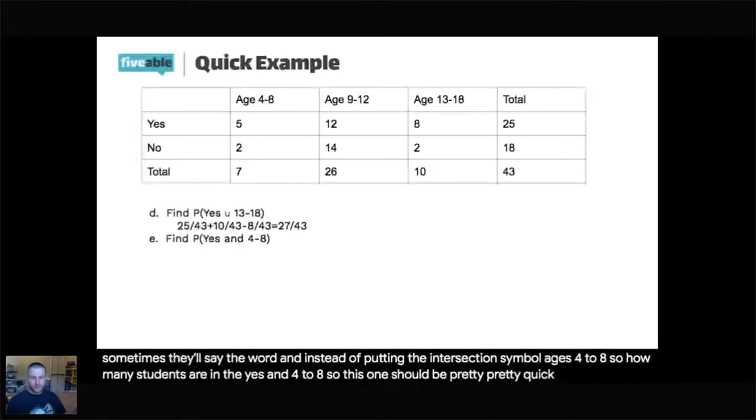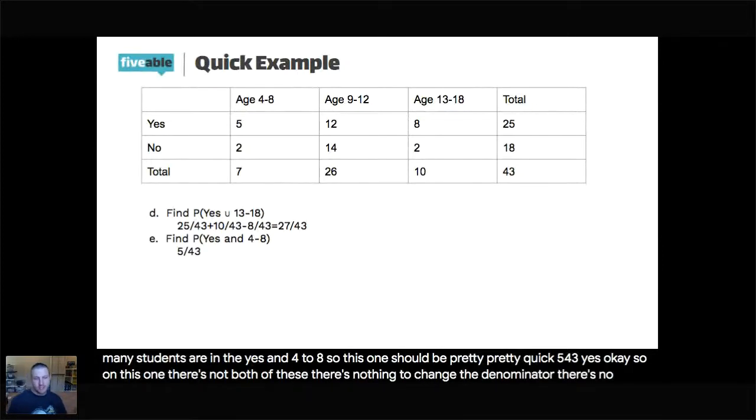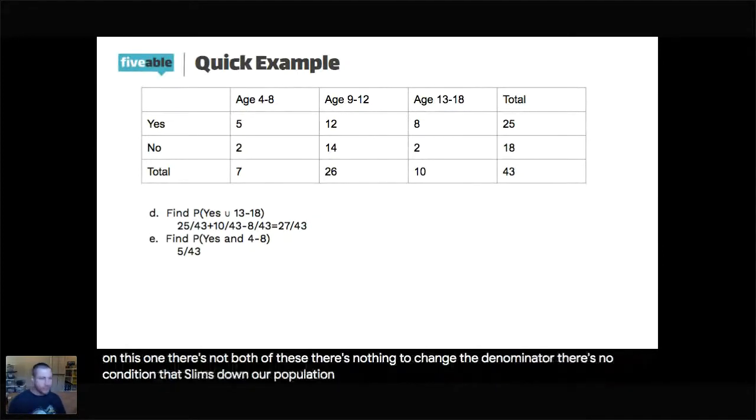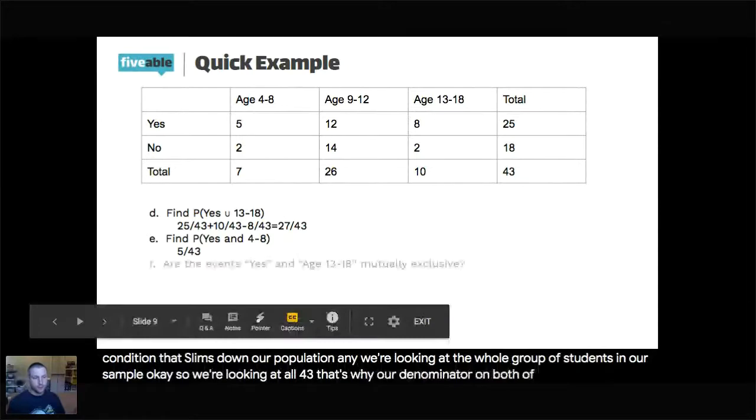Five out of 43. Yes. Okay. So on this one, both of these, there's nothing to change the denominator. There's no condition that slims down our population any. We're looking at the whole group of students in our sample. Okay, so we're looking at all 43. That's why our denominator on both of them was 43.